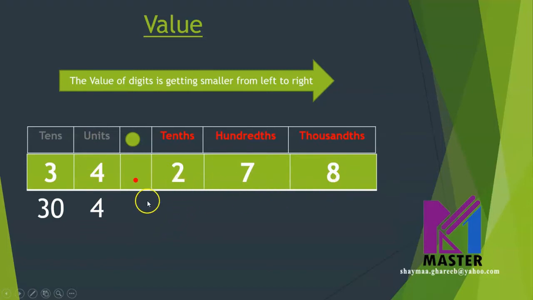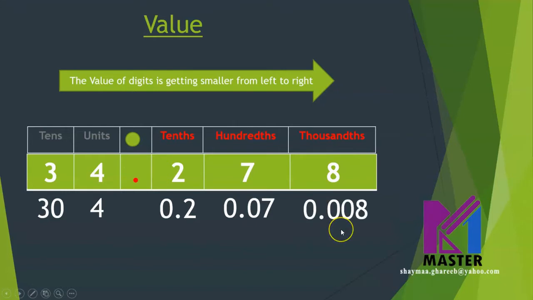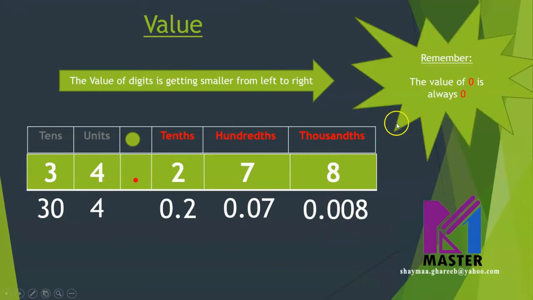And then I started the decimal part of the number. So the first decimal place, which is the tenths, the value of the digit 2 in the tenth place is 0.2 or 2 tenths. And the value of the digit 7 is 7 hundredths, which is 0.07. And the value of the digit 8, which is 8 thousandths, will be 0.008. And remember that the value of the 0 is always 0. So as you can see here, in any number, the value is getting smaller from left to right.